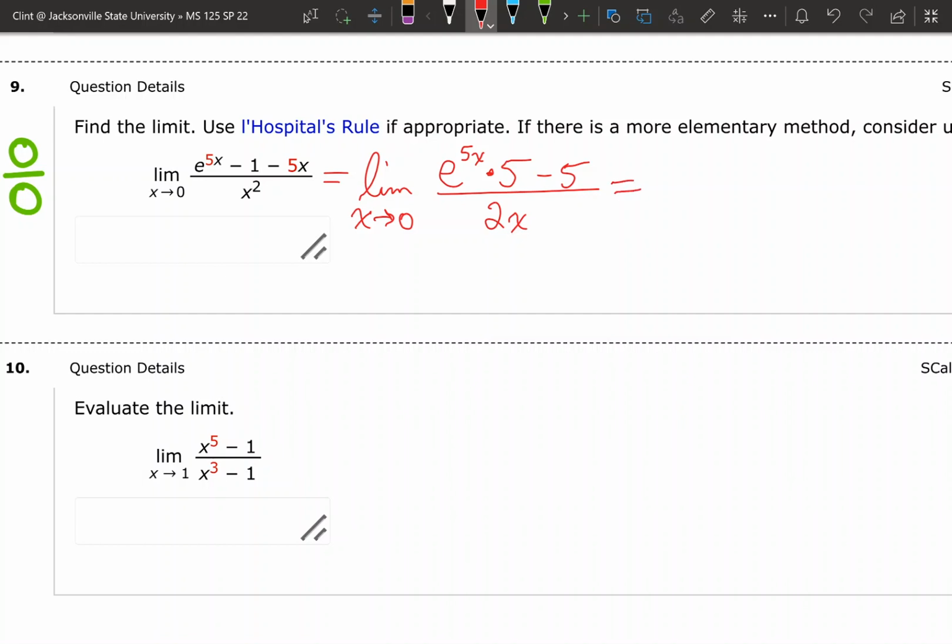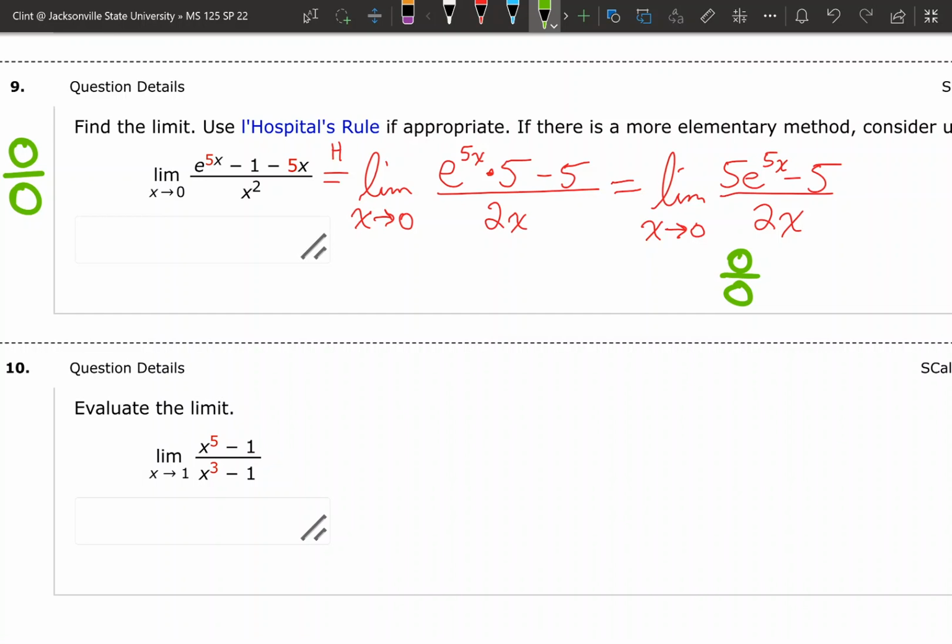So if we clean this up, here's L'Hopital's rule, and then this is just simplification on this step. So that's 5e to the 5x minus 5 over 2x. Okay. Now if we try to plug in 0, we'll get e to the 0th, which is 1. 5 times 1 is 5, minus 5. That's 0. Plug in 0 on the bottom. 2 times 0 is 0. So sadly, that's still indeterminate. So what do we do?